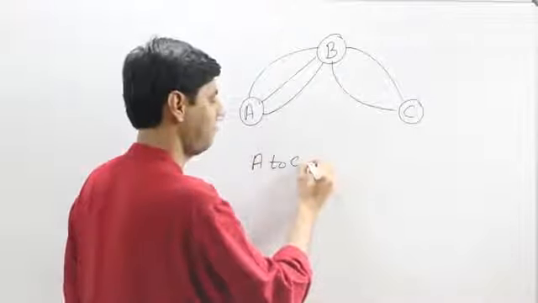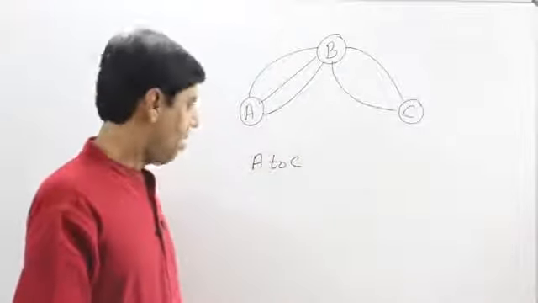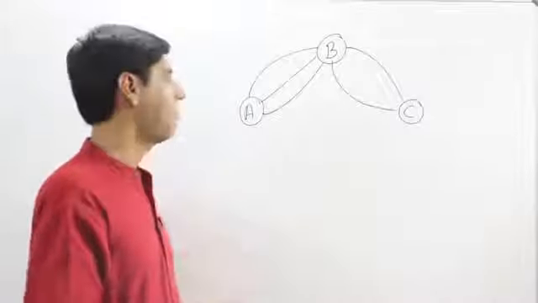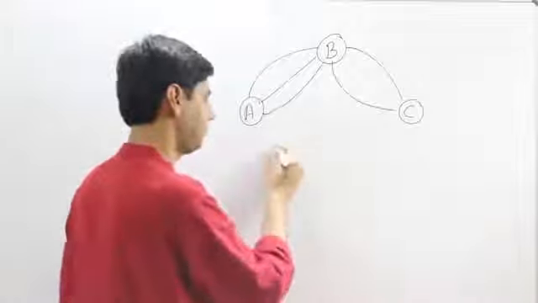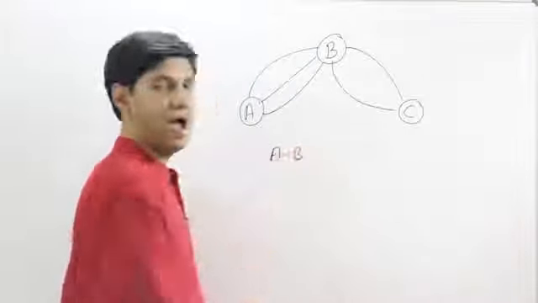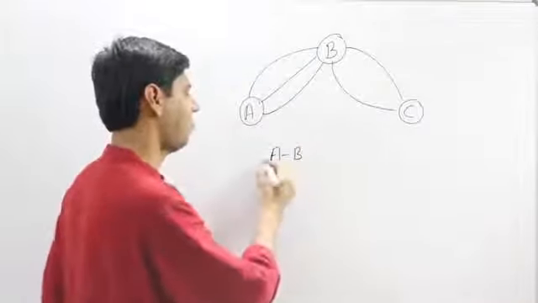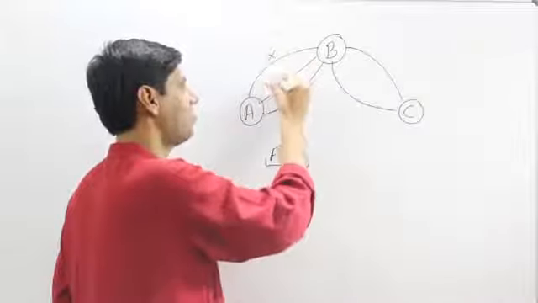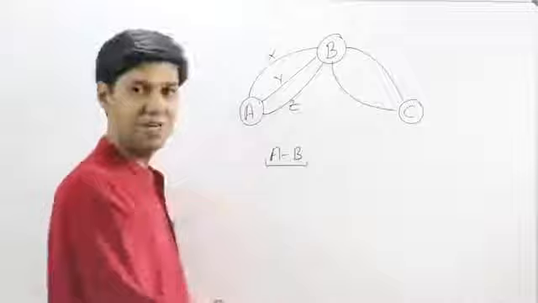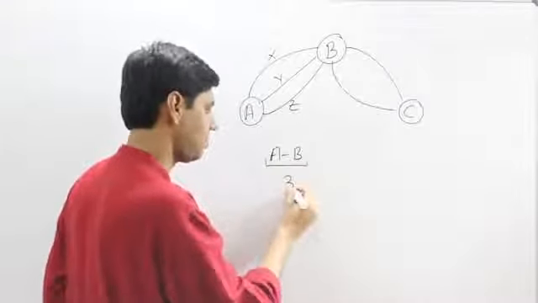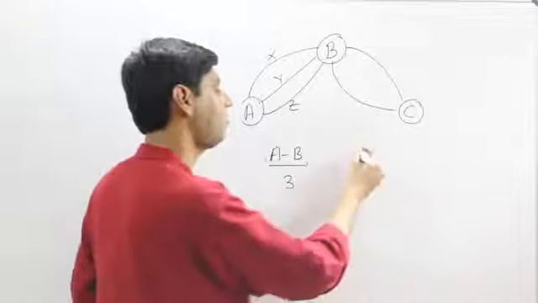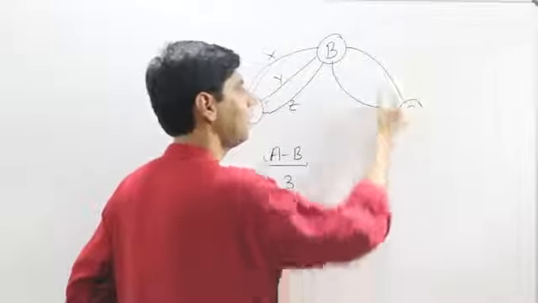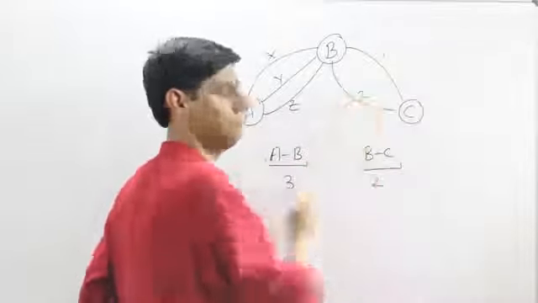The number of different ways it is asking us. Needless to say, I'll have to pass through B. So let me first travel from A to B. And how many ways can I travel from A to B? Let's say I'll mark the roads as X, Y and Z. I have 3 choices. From B to C, I further have 2 choices. Let's say the roads are 1 and 2.